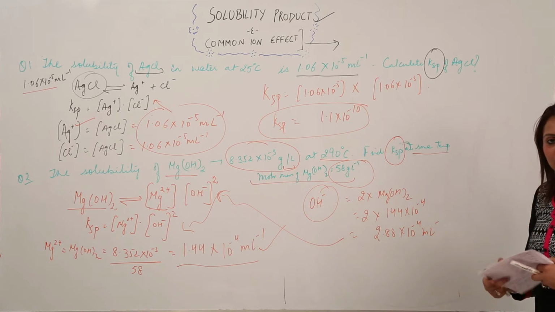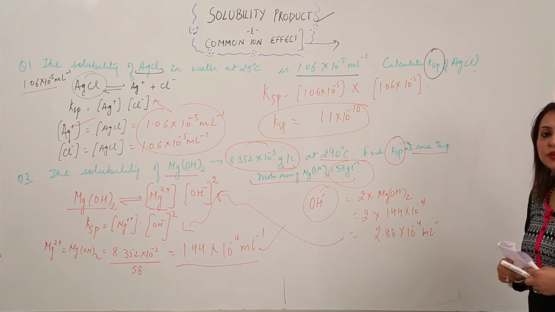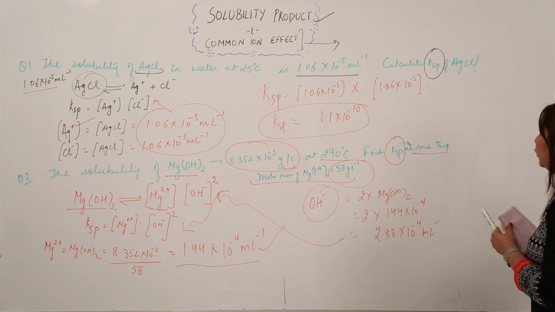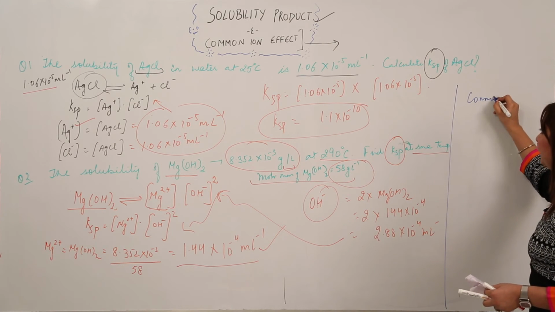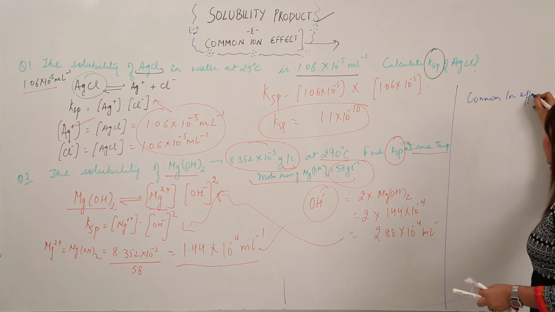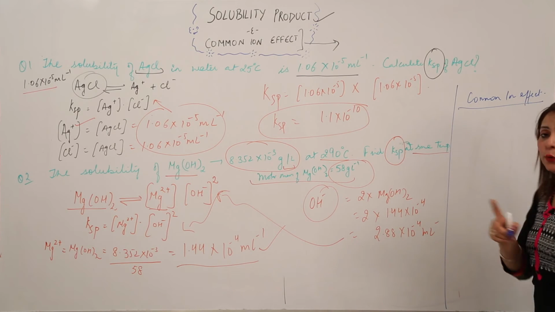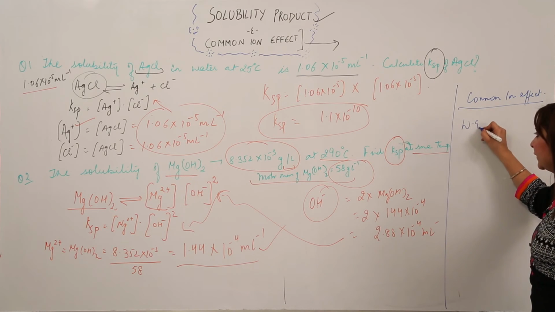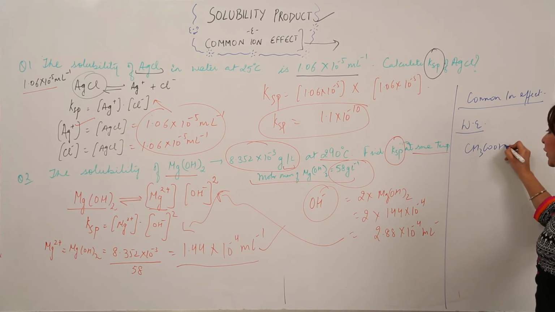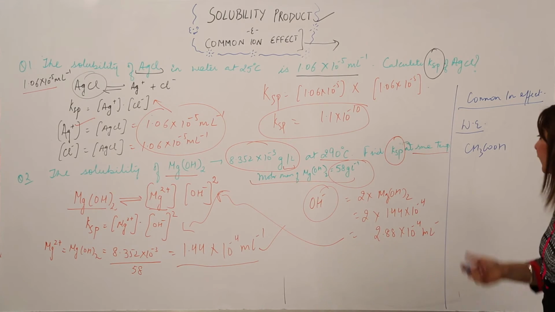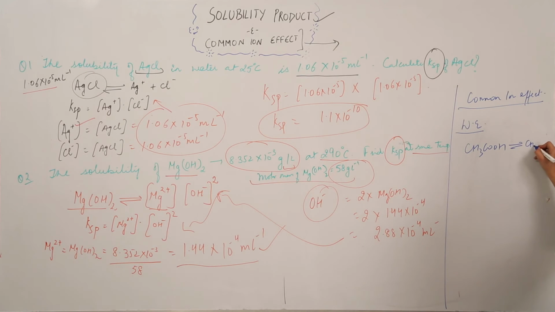I'll state an example, then we'll straight away come to the definitions. Then you will be able to understand the concept completely. So here we have the common ion effect. Suppose I have a weak electrolyte, for example acetic acid, which you know is a weak acid or a weak electrolyte. So that means there exists an ionic equilibrium between acetate ions and hydrogen ions.